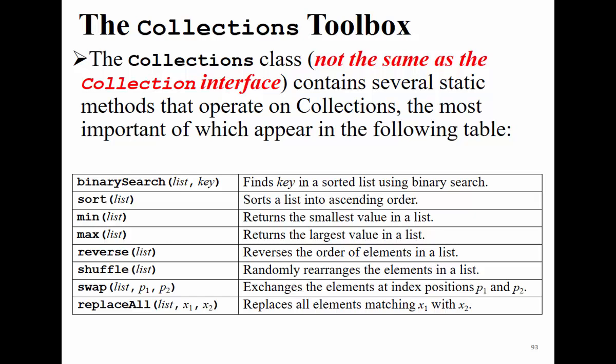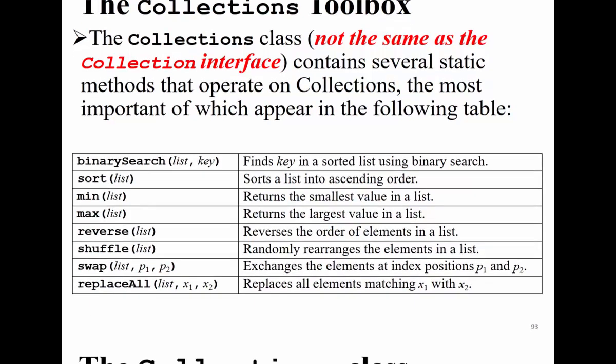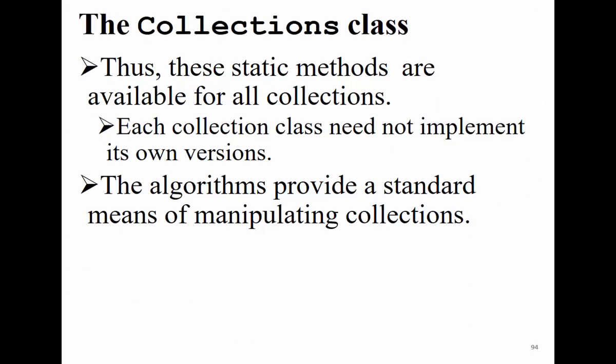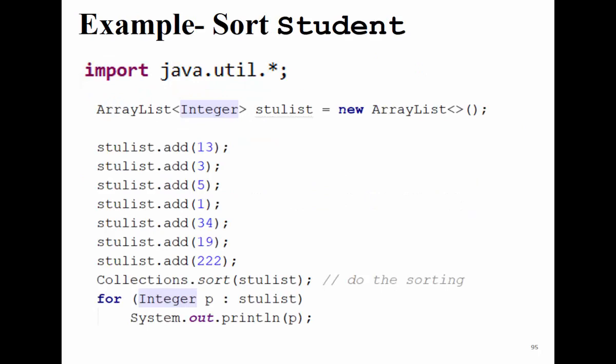I can ask Collections.binarySearch. I give the array list and I give the value and do the binary search inside the list. I can ask Collections.sort the list. And I can reverse, I can shuffle the array, I can swap, I can replace also. Let us see the examples. So this is a set of algorithms already implemented for us by the Java experts. So let us see the example.